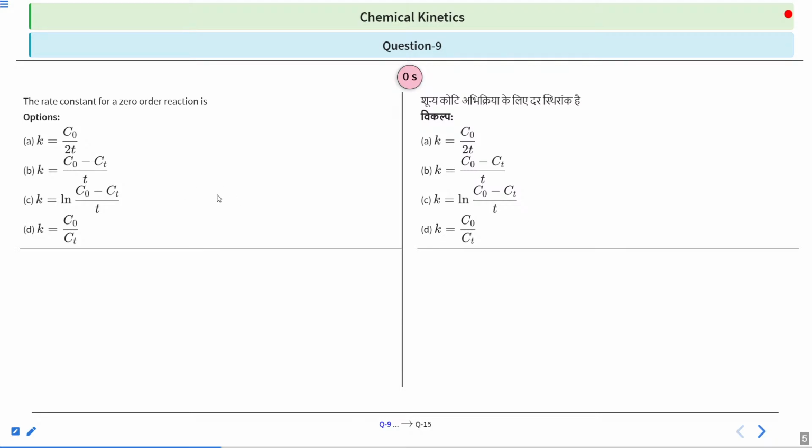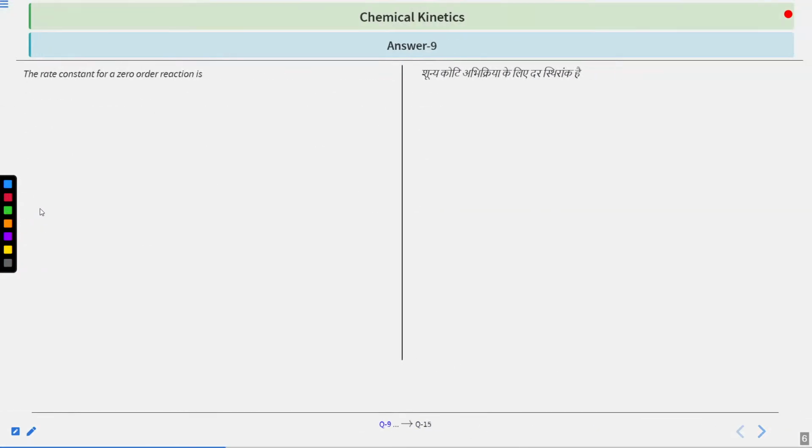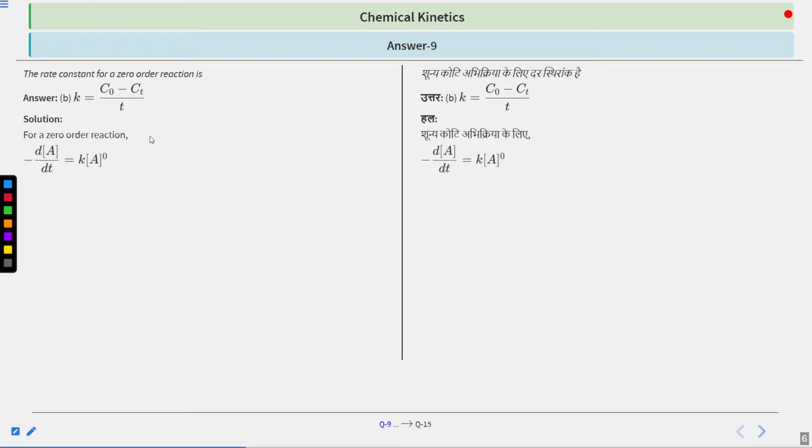Okay, let us see how we can solve it. First of all, the question was very simple. You have to see the expression for k for a zero order reaction. For those who have solved, the correct answer is C naught minus Ct by t. So we know this is the differential rate law for a zero order reaction. We first rearrange the coefficient accordingly. So this is the A naught term.